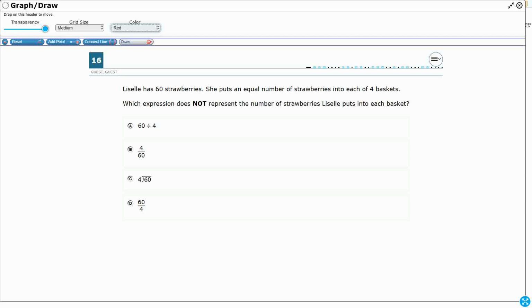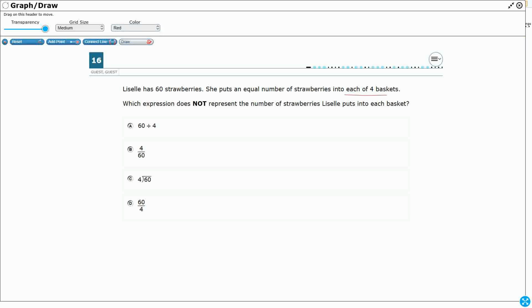All right, so Lizelle has 60 strawberries. She puts an equal number of strawberries into each of 4 baskets, and we're simply looking for the expression that does not represent the number of strawberries Lizelle puts in the basket. So when we have "not," 3 are going to work, 1's not going to work. That's the one we're looking for.